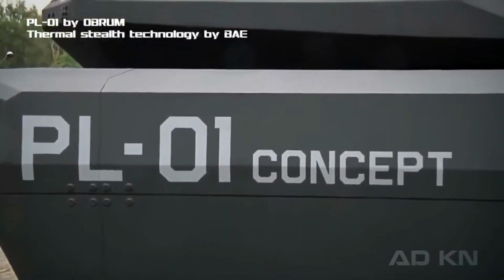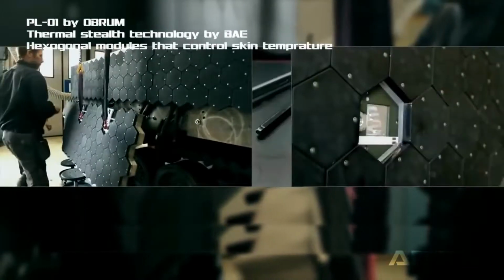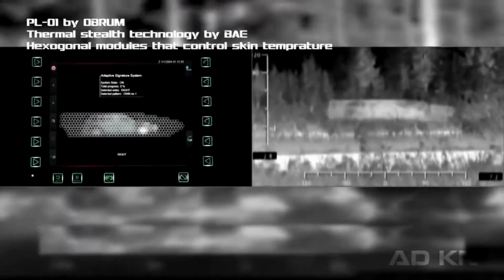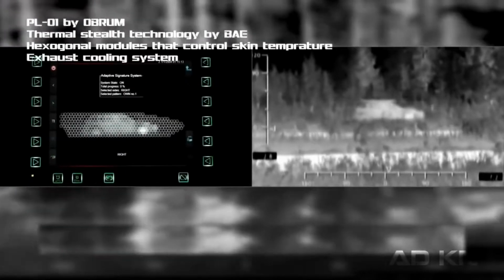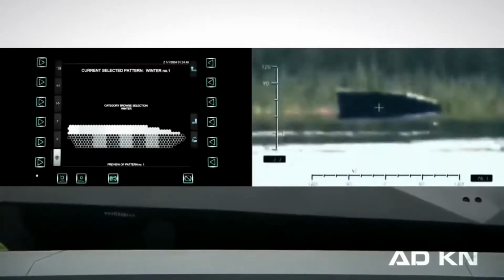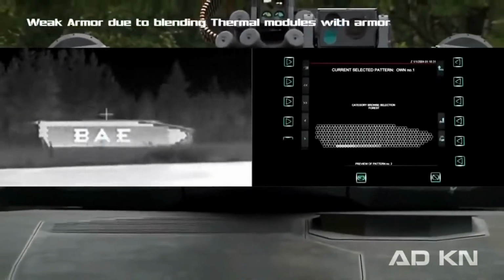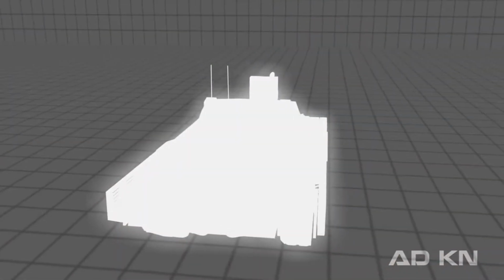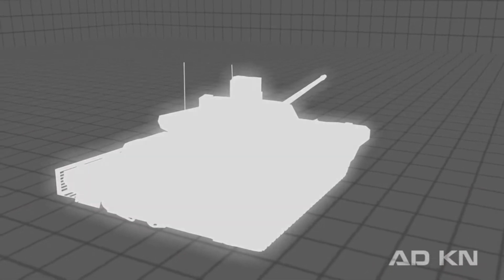It makes itself invisible by installing hexagonal-shaped modules behind armor, which can be easily removed if damaged, as well as installing an exhaust cooling system and burying the engine and other parts deep inside the tank. But there is a downside to this technology used in PLO-1. Due to blending of thermal modules with armor, this tank's armor is severely compromised, and it is therefore a tank with light armor. How exactly Armata makes itself invisible is currently classified, but it managed to install thermal stealth technology while successfully making the tank stronger than its previous generations.